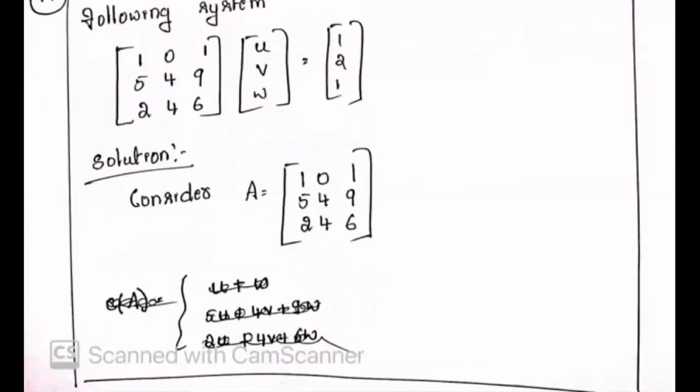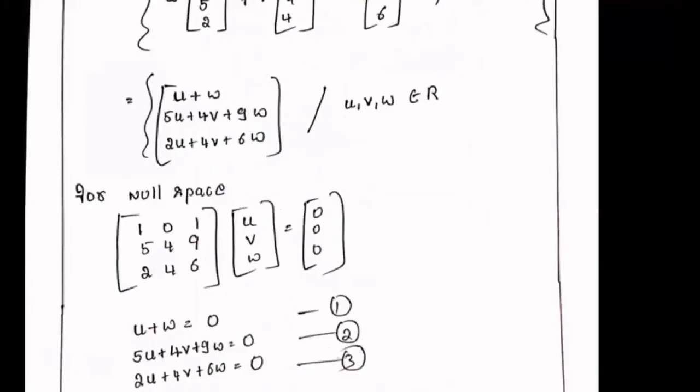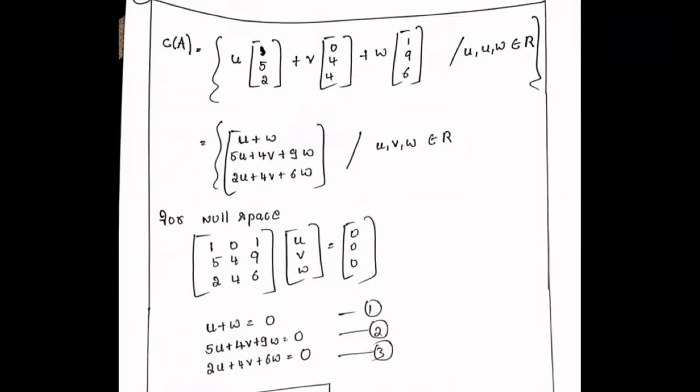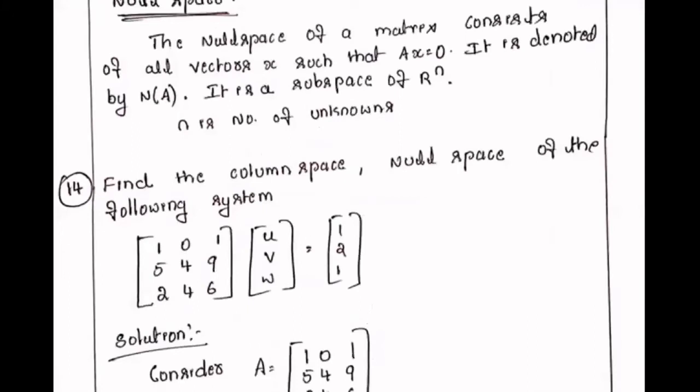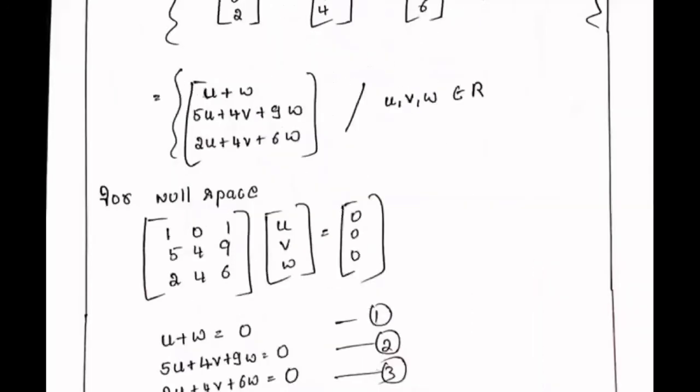You have the 3 columns, take those 3 columns. Since I told you the first column contains the variable as 1U, 5U, 2U, the second contains 0V, 4V, 4V, like that. If you separate out those variables U, V and W, what you get is this, right?